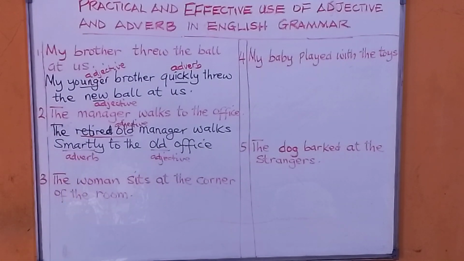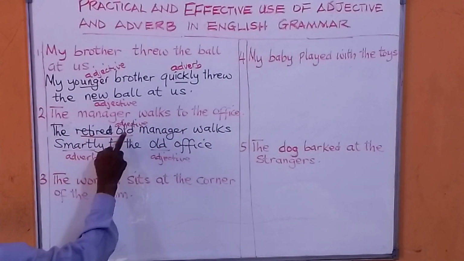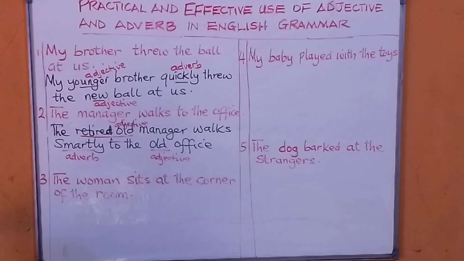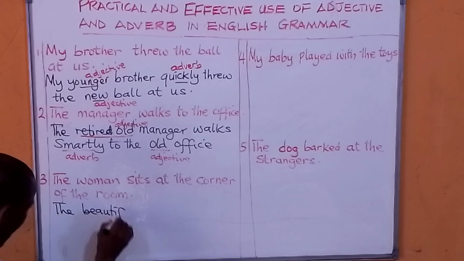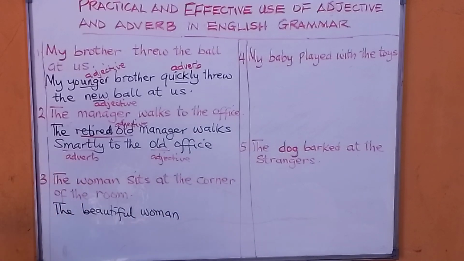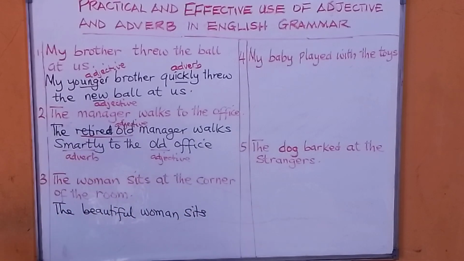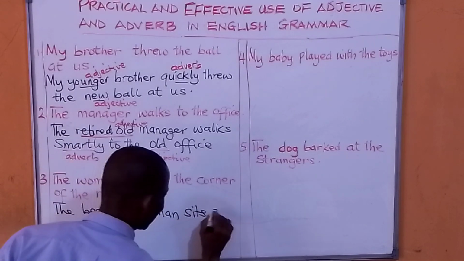You see how my sentence will look now. Instead of saying the manager walks to the office, I say the retired old manager walks smartly to the old office. How does that sound now? Very nice. Now let's go to the next one. The woman sits at the corner of the room. Let me qualify the woman, which will give me an adjective. The beautiful woman. The beautiful woman sits how? Sits sadly.